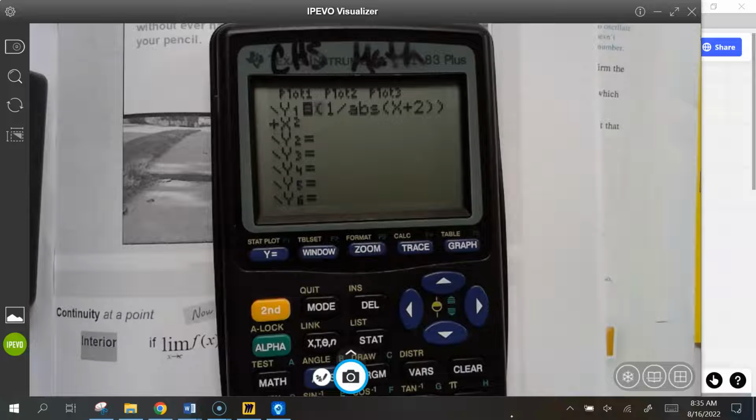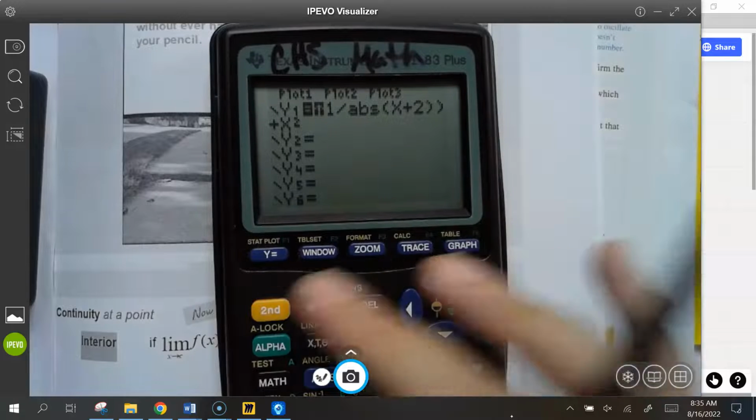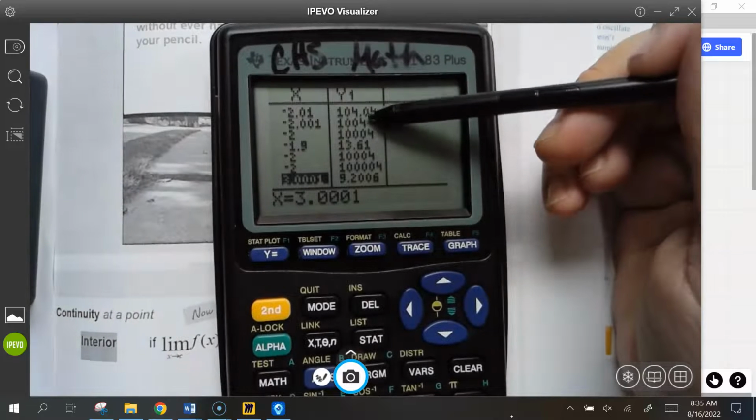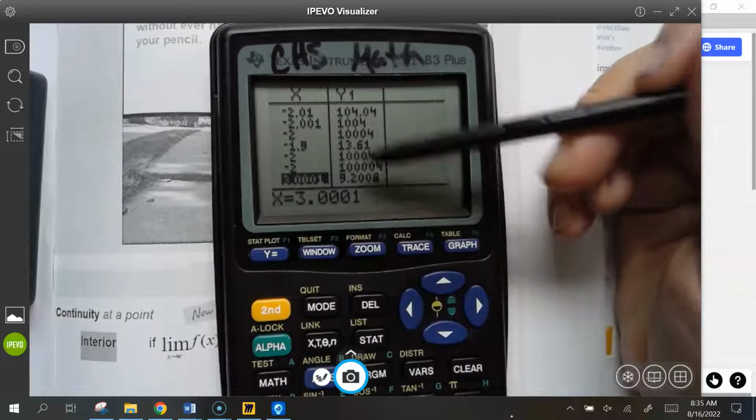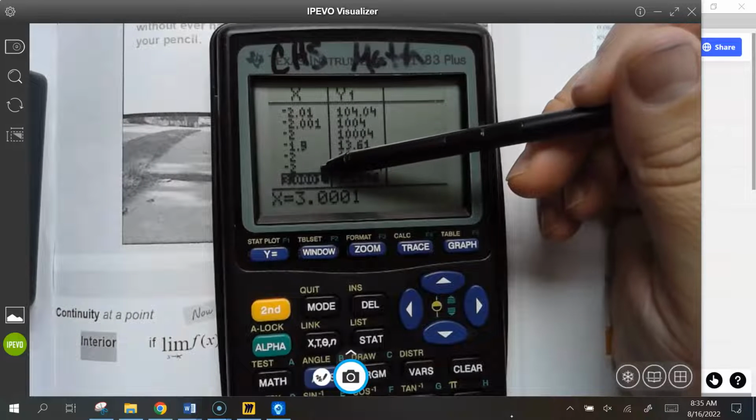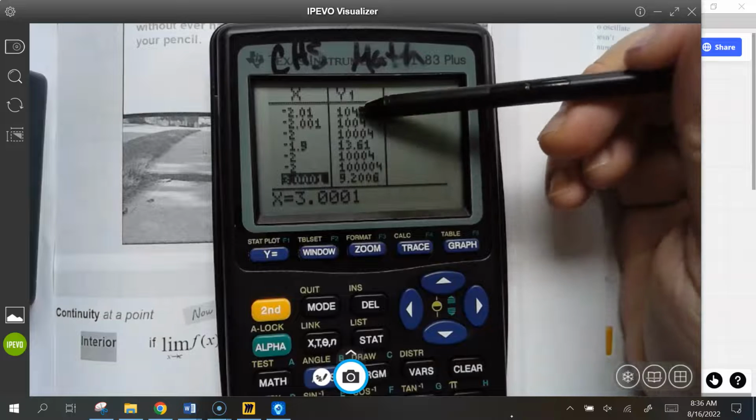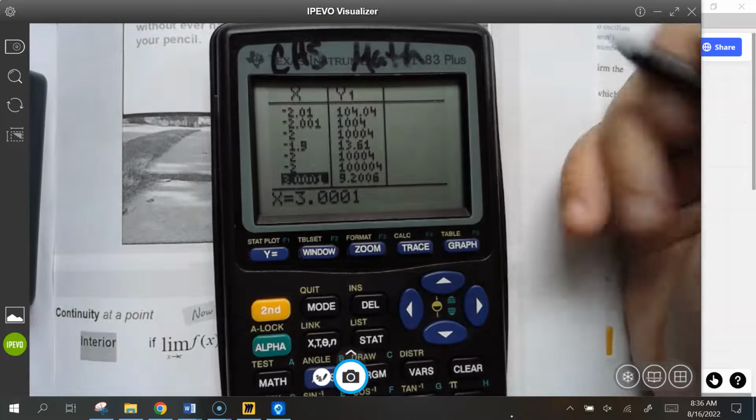Did it work? See how, the closer I get to 2, these numbers are just getting really, really big, or -2. And then I even came in the other way. I came in from both ways, and it's doing the same thing from both directions.